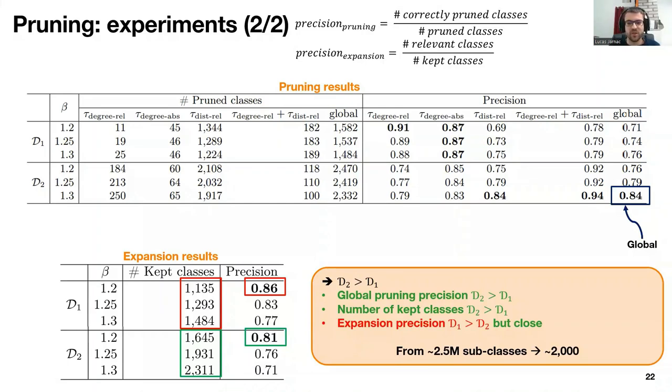So the first table shows the pruning decisions results for each threshold, and the second table shows the kept classes results. Firstly, we can notice that D2 is better than D1, since it has the best global pruning precision, and even so, the expansion precision with D1 is better than D2. D2 keeps more relevant classes for the enterprise knowledge graph. Finally, this strategy limits the expansion from about 2.5 million subclasses to about 2,000 subclasses.